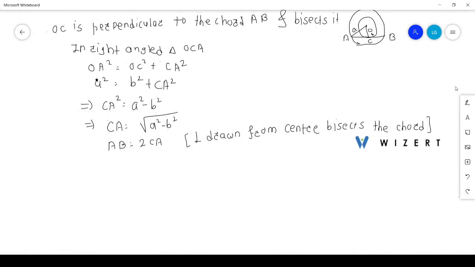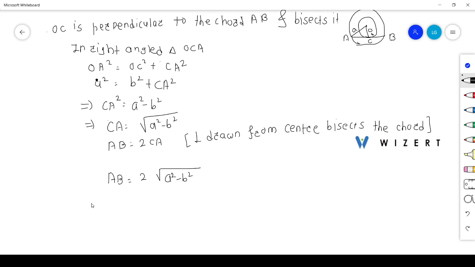So AB equals 2 times CA, which means 2 under root A square minus B square. So our correct option is option D.